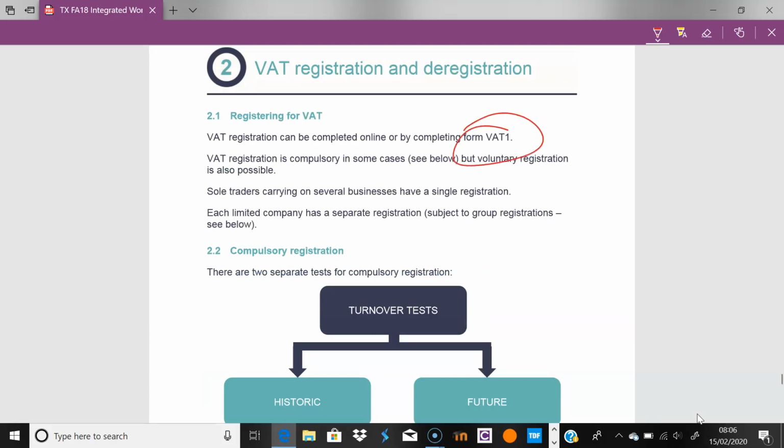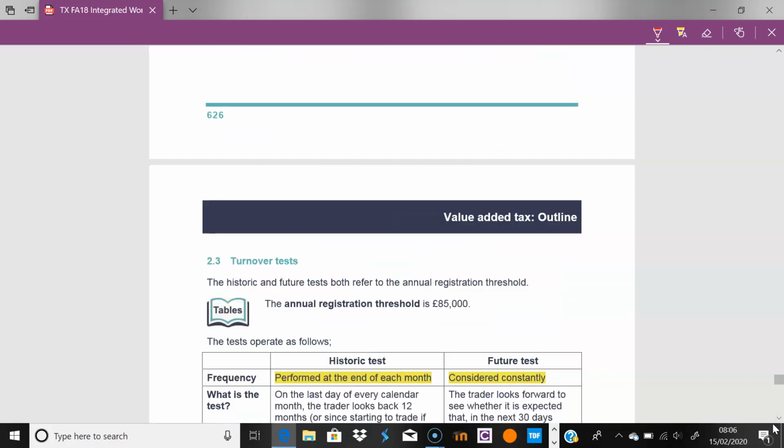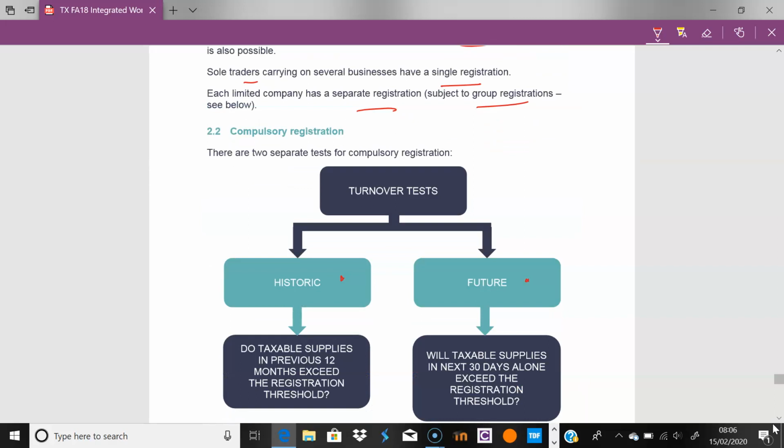You fill this form out. It is compulsory to register. There are two tests: there's a historic test, and we'll see that now, and there's a future test. Sole traders typically have one registration, but each limited company has a separate registration, and we'll talk about group registrations later. Again, it's quite mechanical. The threshold is £85,000. You just have to know that.